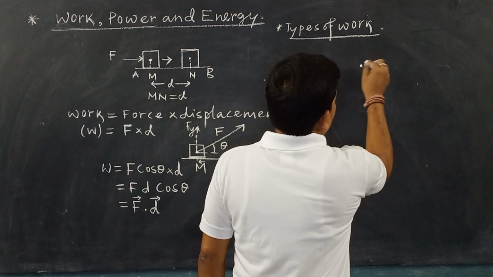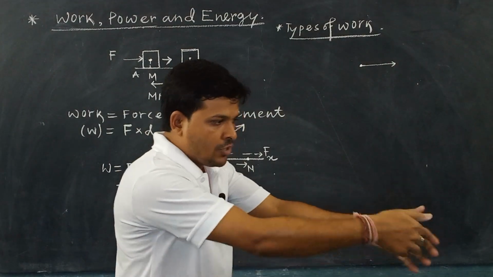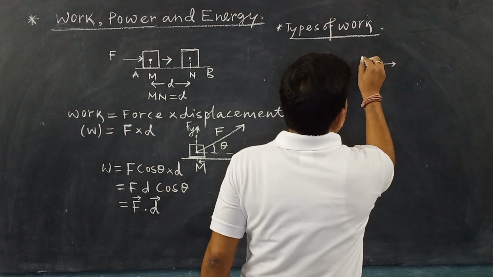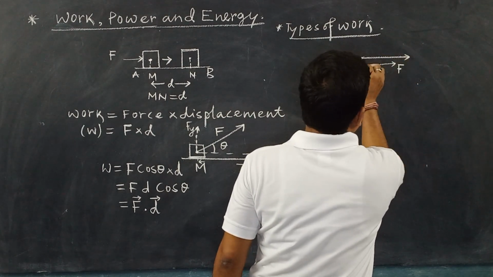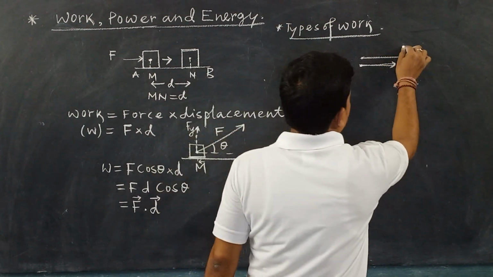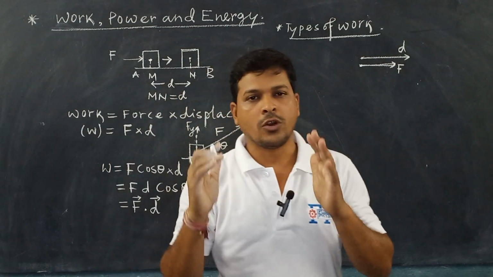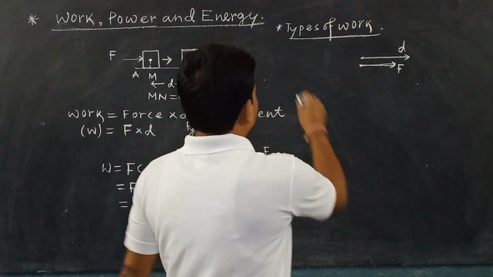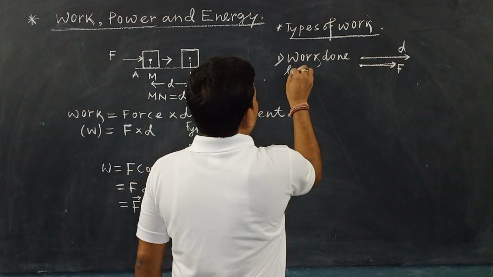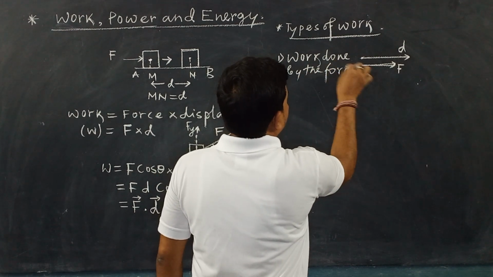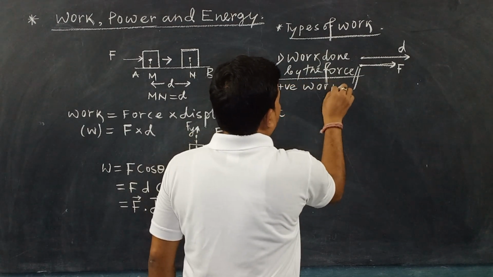Now the force acts in this direction. When we push the body or pull the body, the body displaces in the same direction. The force and the displacement of the point of application of force are in the same direction. Then we say that this is called positive work, or work done by the force. So the first one is the work done by the force, which is also called positive work.